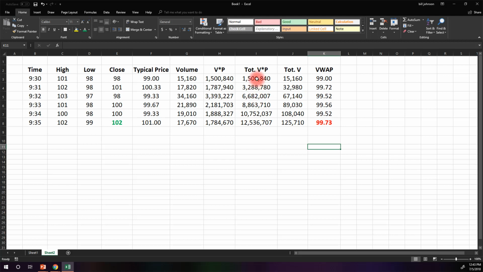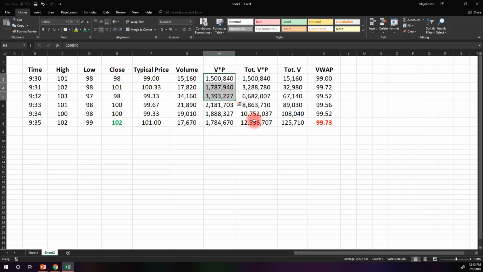So what this column does, it takes the 1,500,000. Obviously, that's going to match. But during the next minute, I had this 1.787 million. I'm going to add them together, and I get 3.288 million. And then during the next minute, I added another almost 3.4 million. That gave me a total of 6.68 million. So what this number right here, the 6.68 million, is just the sum of those 3. It's just a running total.